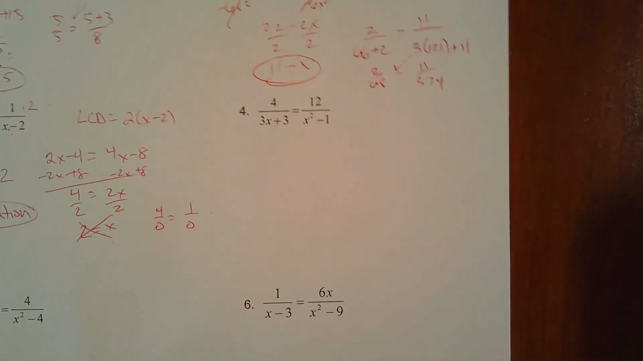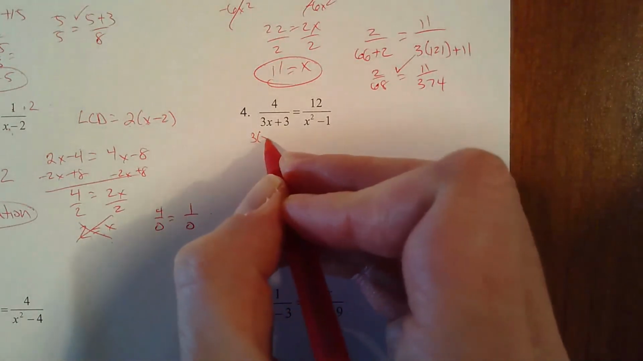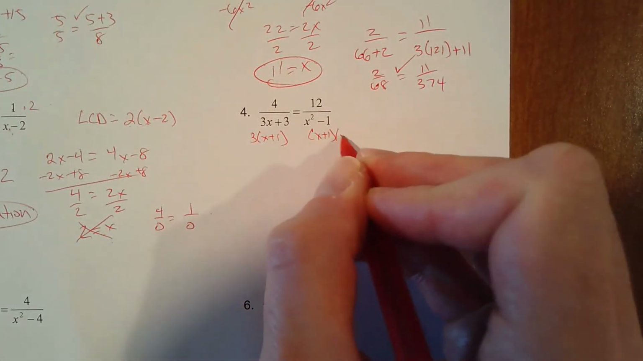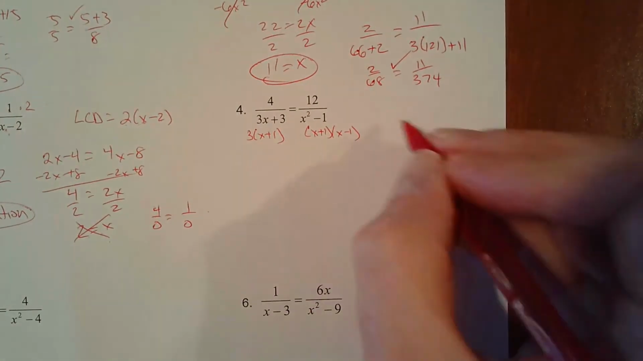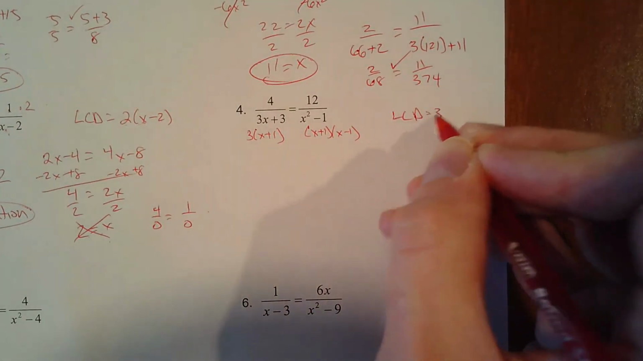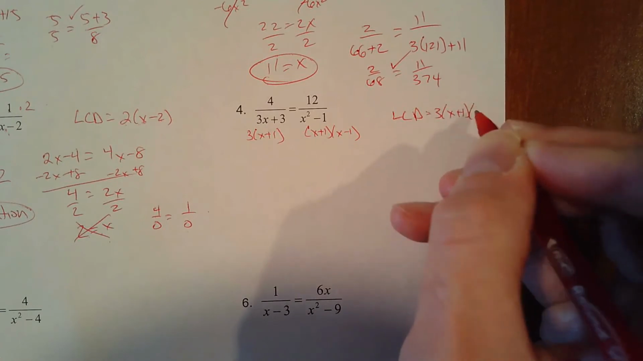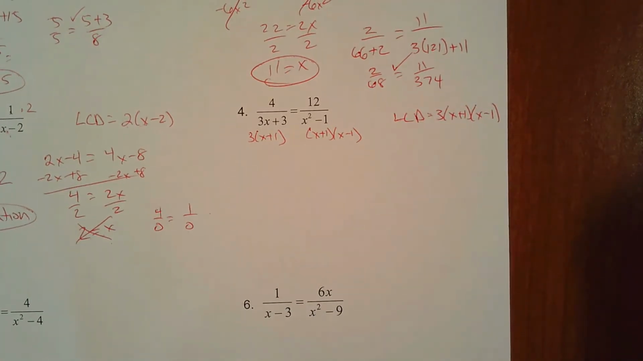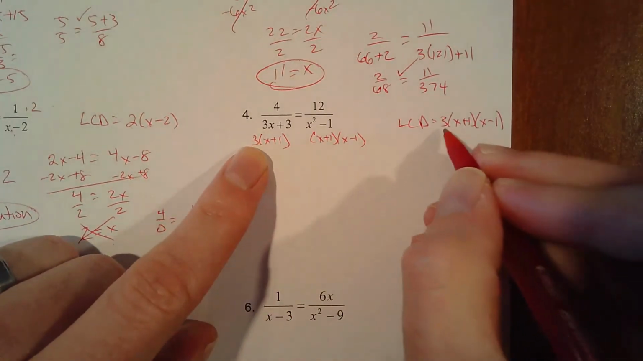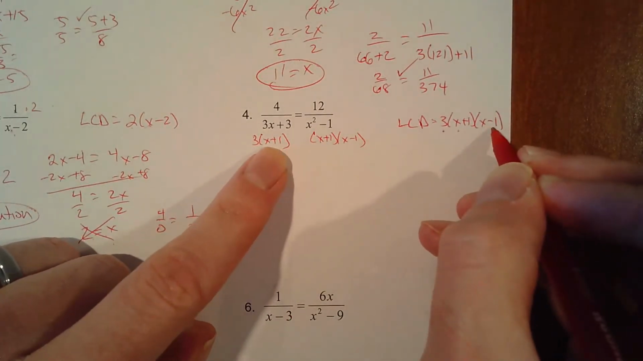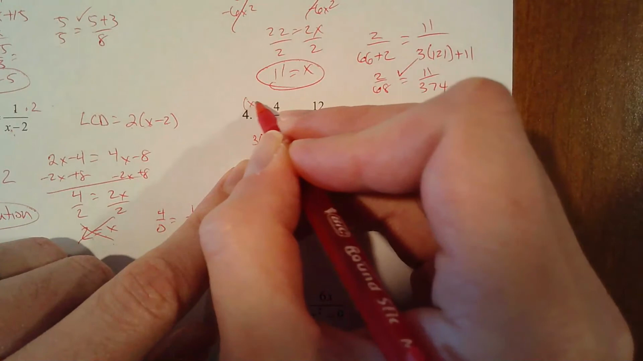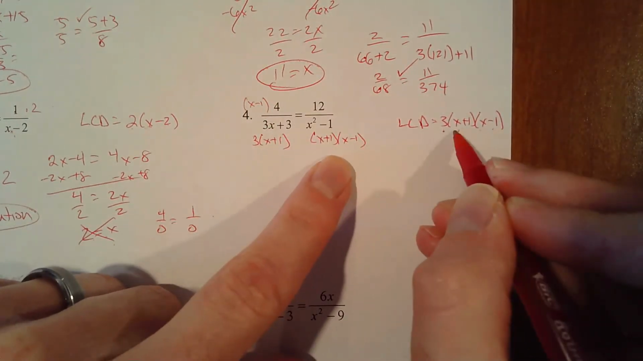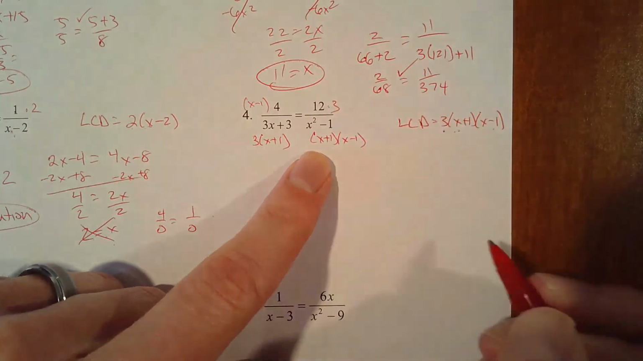Number 4, so I've got 3 times x plus 1. Here I've got x plus 1, x minus 1. So the least common denominator would be 3 times x plus 1 times x minus 1. Okay, so think about what you are missing. So on this first one, I have the 3 and the x plus 1. I don't have the x minus 1, so I'm going to multiply it by x minus 1. Over here I have x plus 1, x minus 1. I don't have 3, so I'm going to multiply that by 3.